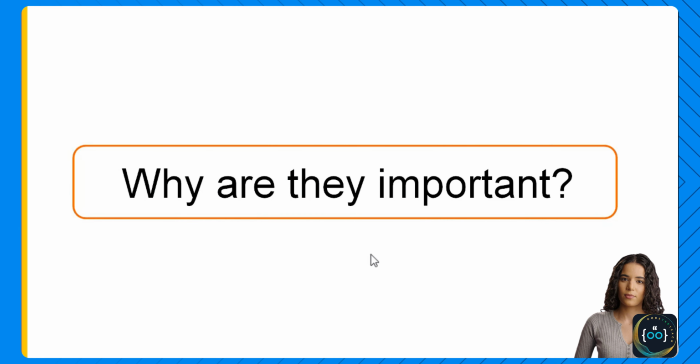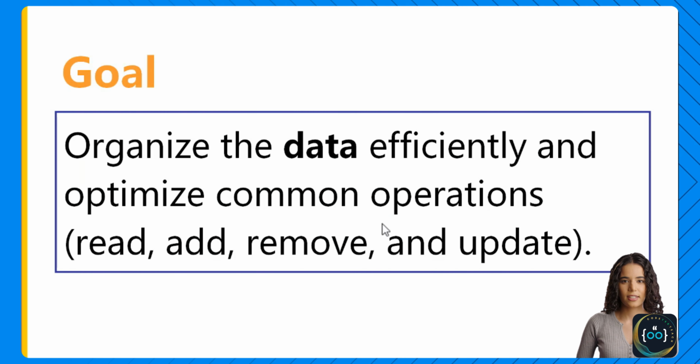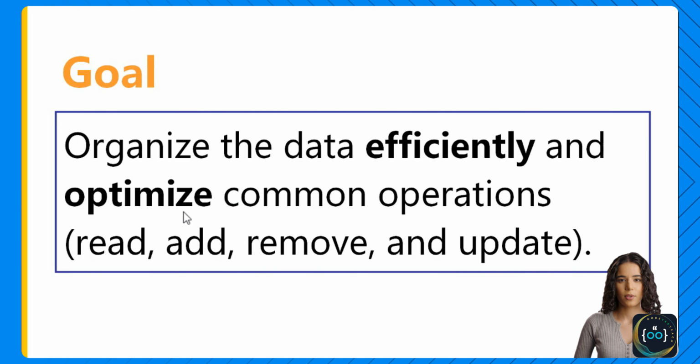Why are they important? The main goal of using a data structure is to organize the data efficiently and optimize common operations for a given scenario. For example, reading the content of the data structure, the values, adding data, removing data, and even updating data. Those are very common operations that we need to perform on the data that we store in a data structure.